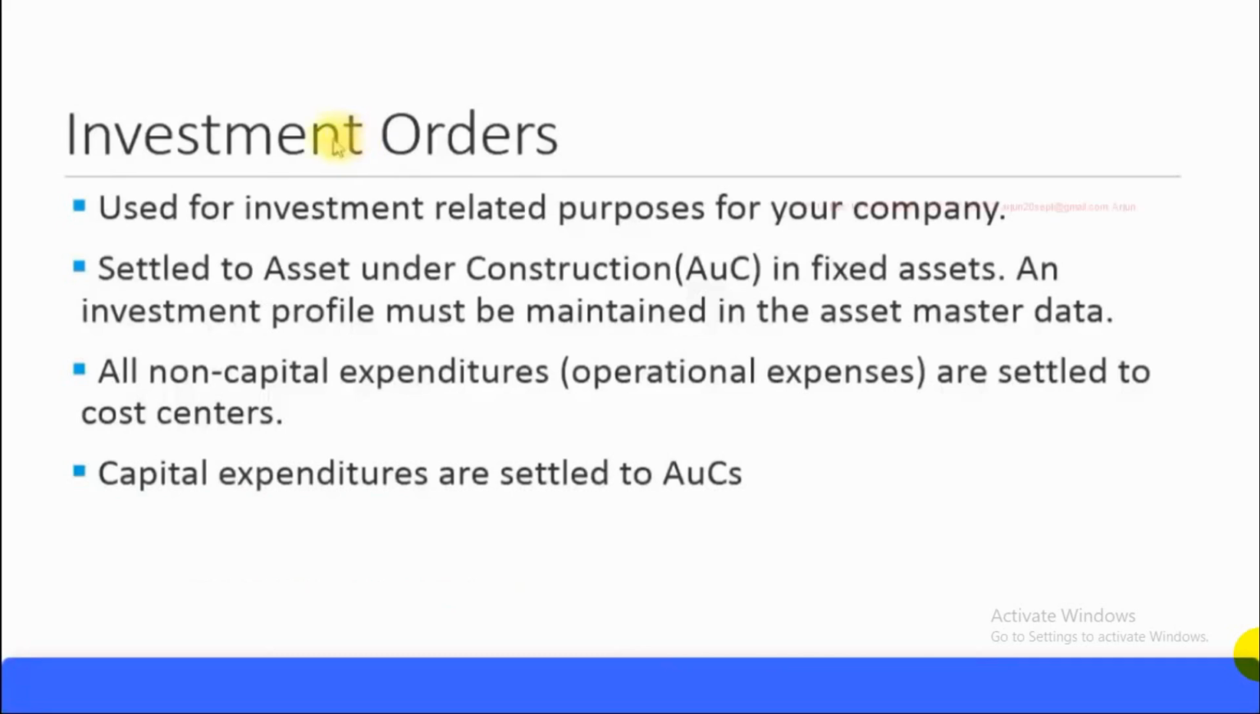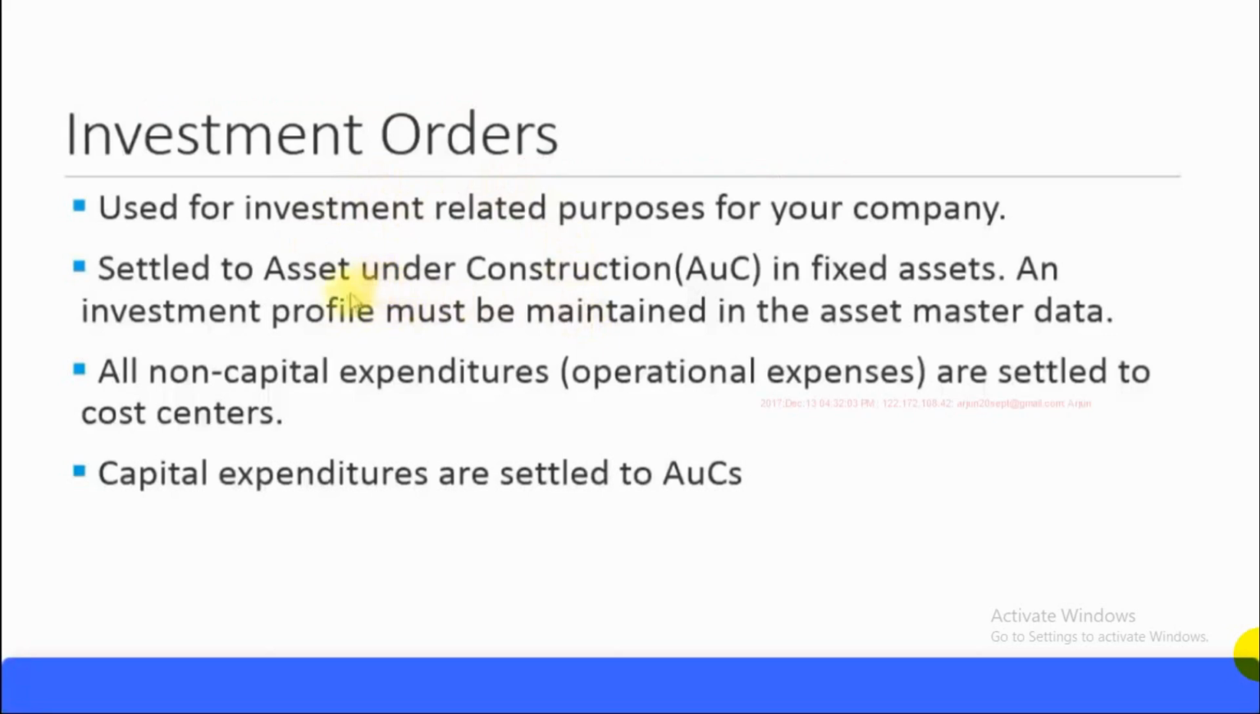Now, investment can also be for assets and also different types of investments. For example, you're going to be investing in a product, investing in building something, investing in some research, and different accounting principles will allow you to capitalize some portion of it and leave the rest as your general operational expenses. In this particular example, we'll be looking at investment orders purely for capitalization purposes. So investment orders related to investment purposes for your company are settled to asset under construction.